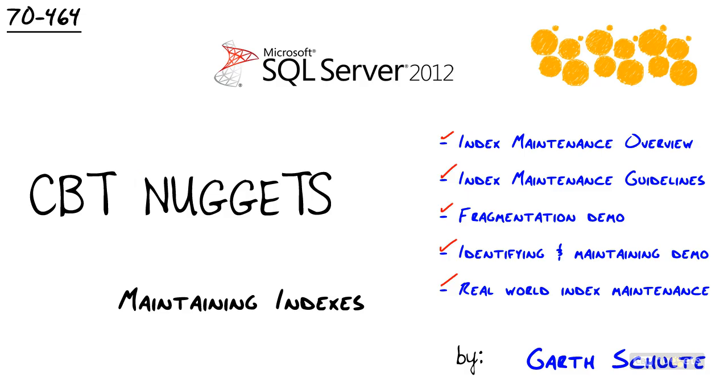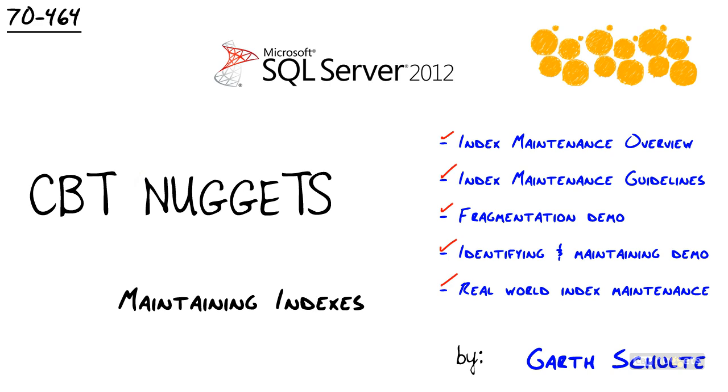In this CBT Nugget, we learned how to maintain indexes. We started off with an overview. We got familiar with what fragmentation is all about, how it hurts performance, and how to fix it through rebuilding and reorganizing our indexes. We saw some index maintenance guidelines. We got a checklist, many things that we need to think about when coming up with an index maintenance strategy. We also took a look at how to prevent fragmentation, and then talked about the differences between the built-in maintenance plans and your own custom script.